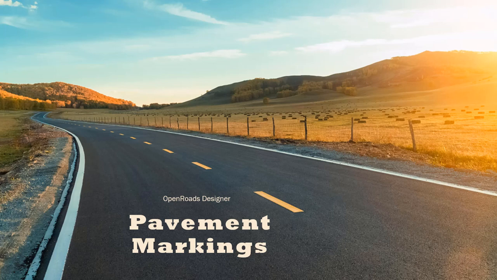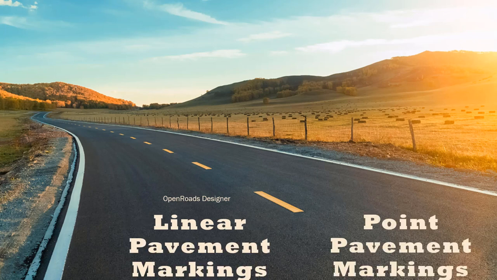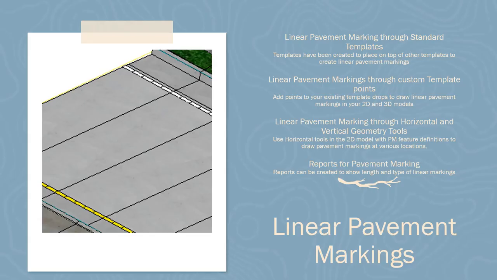Okay, we're going to take a look at pavement markings inside of ORD. There's a couple different types we're going to look at: linear pavement markings and point pavement markings. So let's take a look at this first one, which is linear pavement markings.